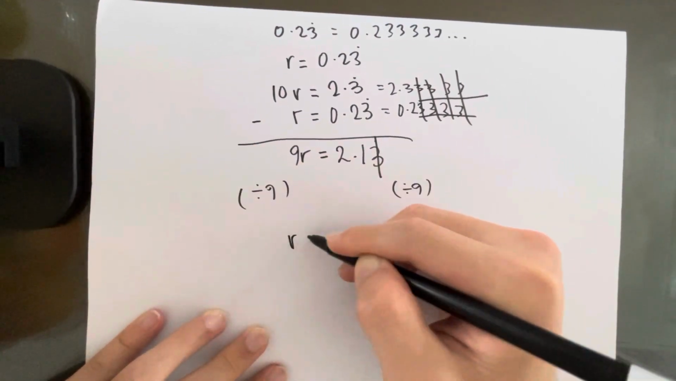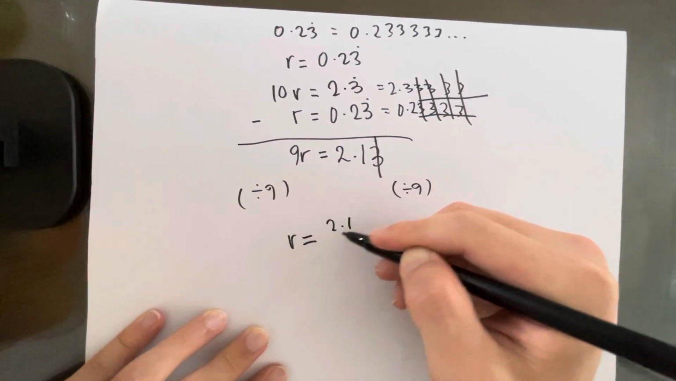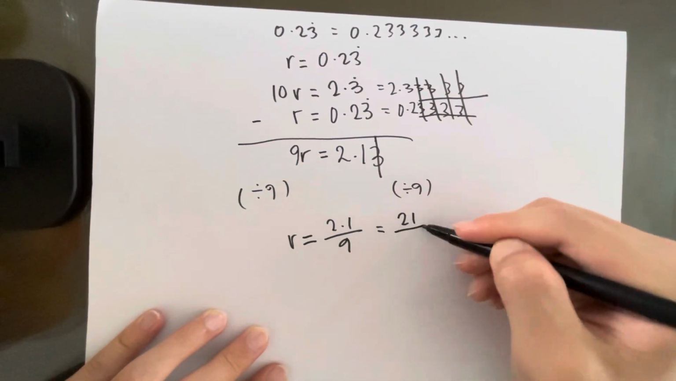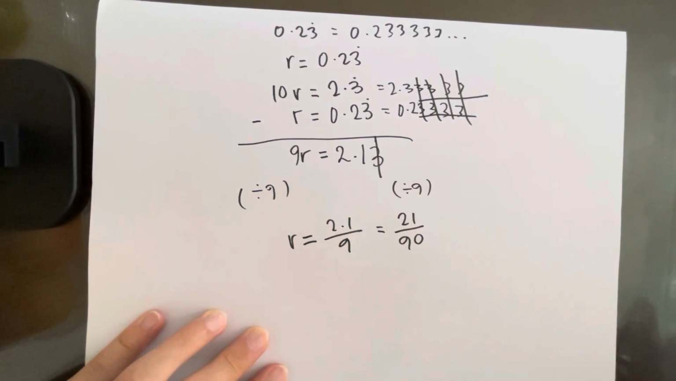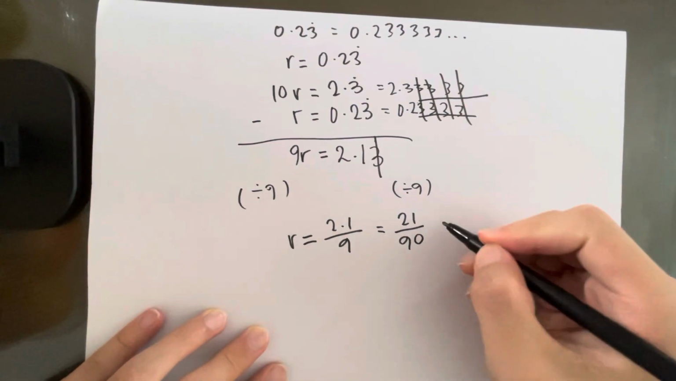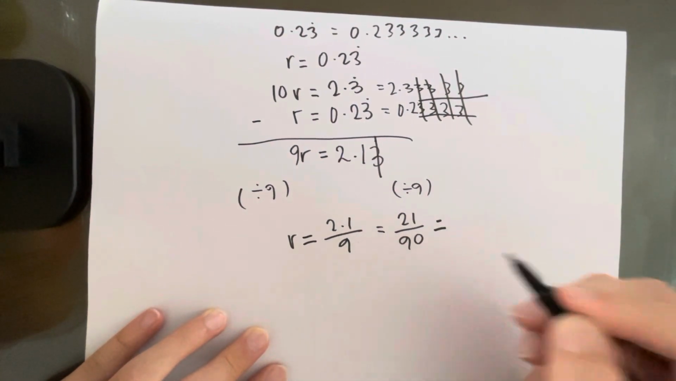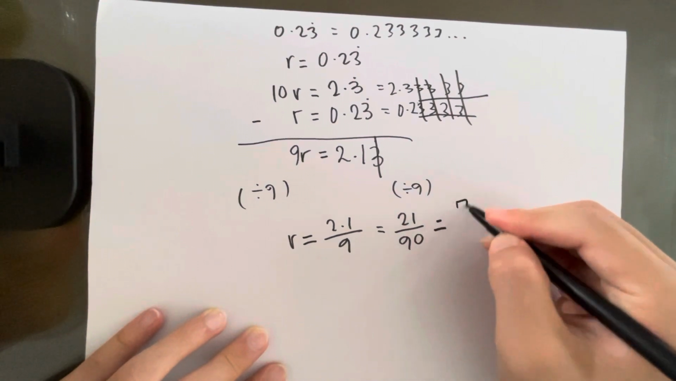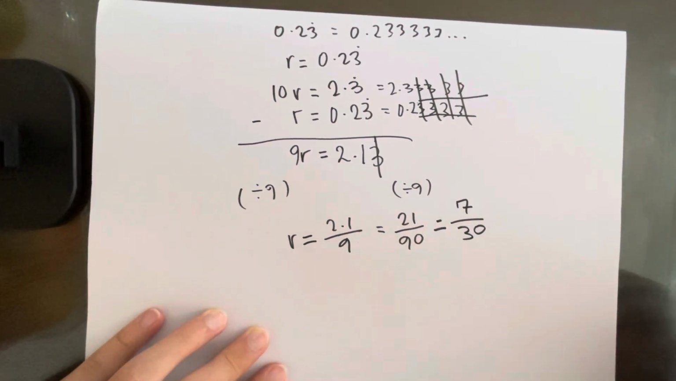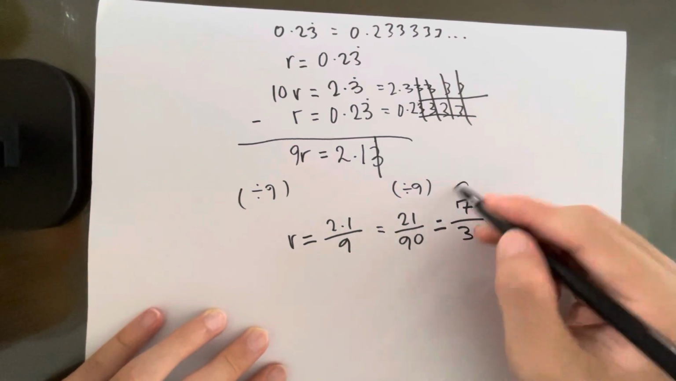To give us r is equal to 2.1 divided by 9. Let's make this a bit easier. So 21 over 90. Anyways, we can simplify this by dividing by 3 on both sides. Dividing by 3 here is going to be 7 over 30. So our final answer is 7 over 30.